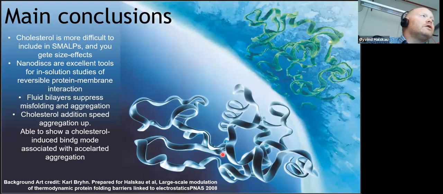So our main conclusions, just to sum up: cholesterol is more difficult to include in SMALPs, and you get size effects, so you get larger nanodiscs. Nanodiscs proved to be excellent tools for in-solution studies of reversible protein membrane interactions. Fluid membranes suppress misfolding and aggregation, and cholesterol speeds up aggregation. And by combining nanodiscs and NMR, we were able to suggest a cholesterol-induced binding mode that would explain the accelerated aggregation.